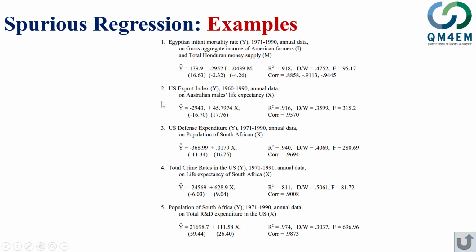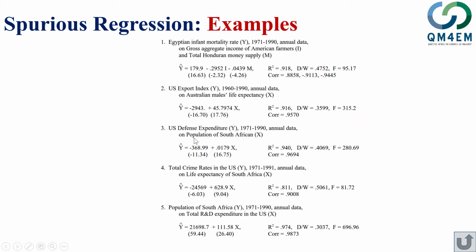Similarly, you can see another example, US defense expenditure and the population of South Africa, very strongly correlated, a very good fit, R square 0.94, 94% of the variation being explained by this regression model. Or, 94% of US defense expenditure is explained by the increase in population of South Africa. Does it make sense? Not at all. This is spurious regression. Similarly, total crime rate and the life expectancy of South Africa. Again, population of South Africa and total R&D expenditure in the USA. So you find strange kinds of correlations here.